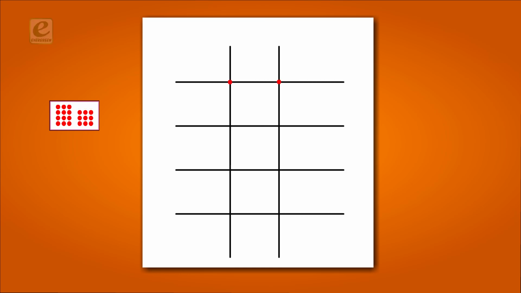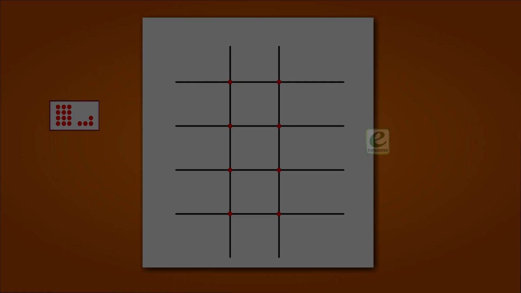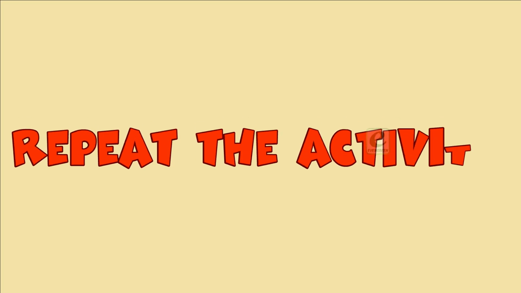Step 5. Repeat the above steps with 4 horizontal lines intersecting the 2 vertical lines to represent 2 multiplied by 4 is equal to 8 as shown here. Step 6. Continue the activity increasing the number of horizontal lines one by one up to 10 and complete the multiplication table. Now repeat the activity in your classroom.